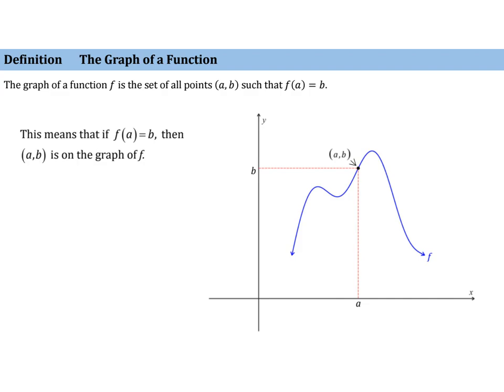So if we look at this blue curve, it is our function f's graph. It's in the xy plane, and if we look at a value on our x-axis, say a, then we can go up to the blue curve and we can see where it takes us on our y-axis. So the point (a, b) is on the curve f. a is the input, b is the output.